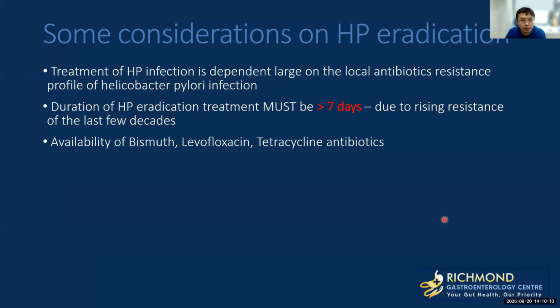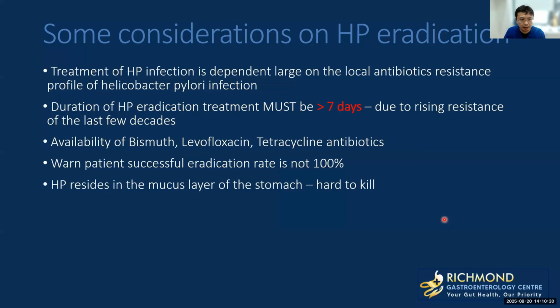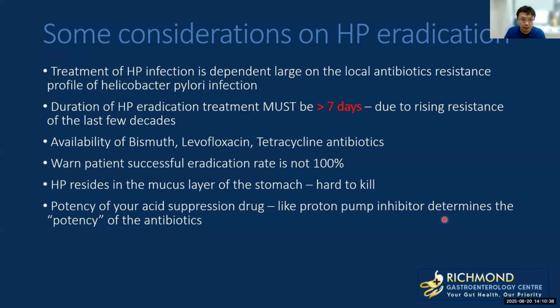So the next question is for eradication, you should have some armamentarium in your GP clinic. For example, the availability of bismuth, levofloxacin, or tetracyclines. Warn the patient that the antibiotic eradication is not 100%. It's about 95% at best. The H. pylori resides in the mucus layer of the stomach, so it's very hard to kill. So compliance is very important, and so is potency of acid suppression.